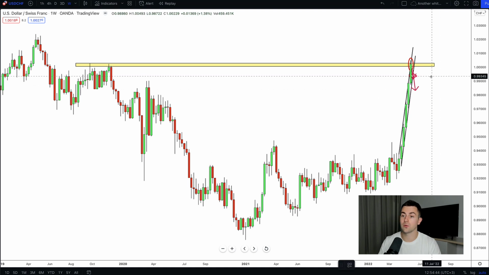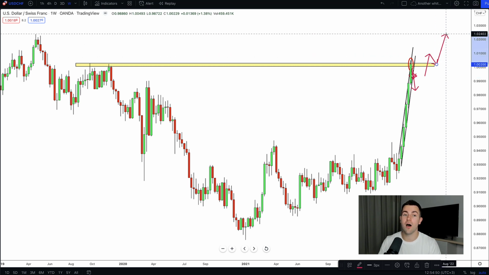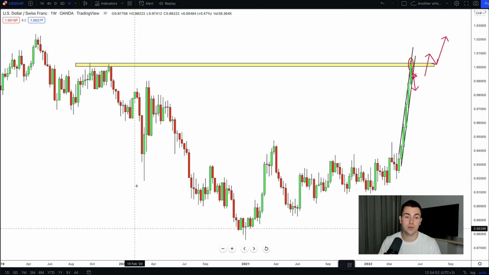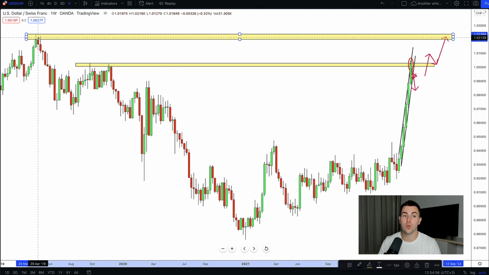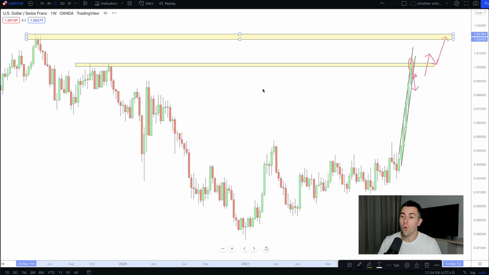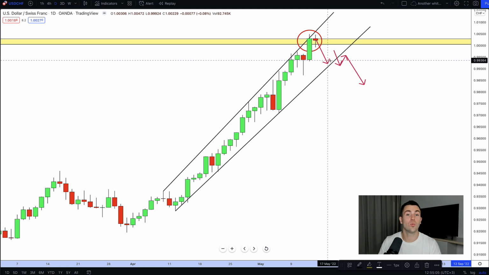If you're looking for buying opportunities on dollar Swiss, first of all, consider a bullish breakout of that weekly structure to the upside. If we see the weekly candle close above that structure, I assume that the pair will go much higher. The next goal for buyers will be that resistance. Also, you can look for buying opportunities from the support of the channel. Once it is reached, wait for a confirmation and then buy.